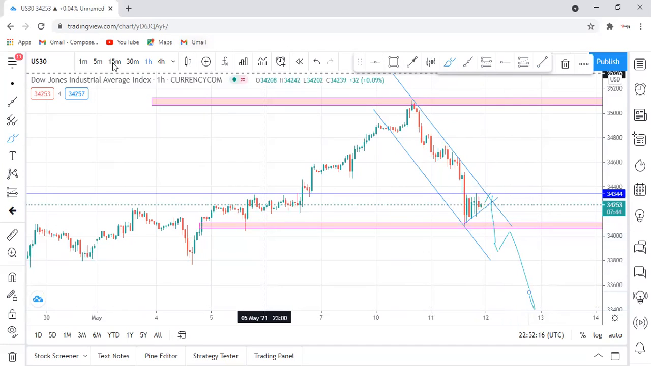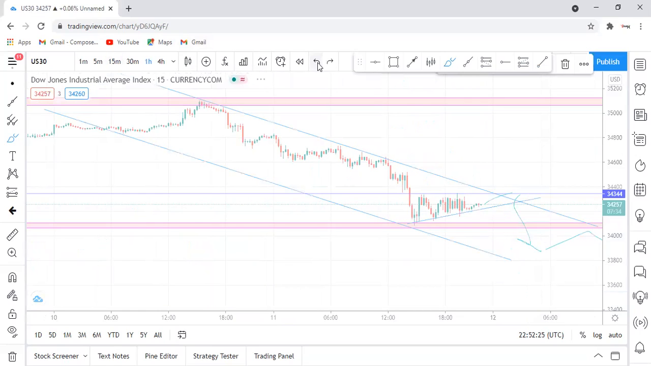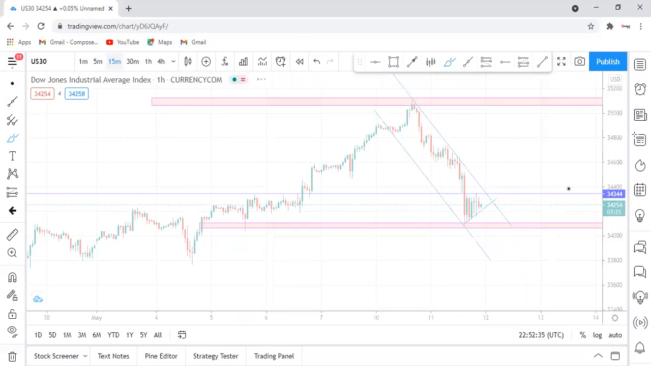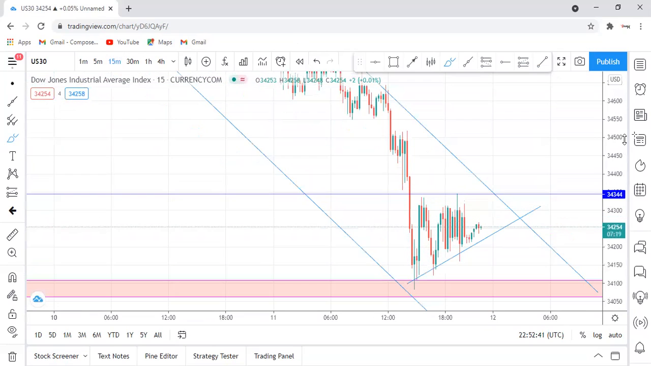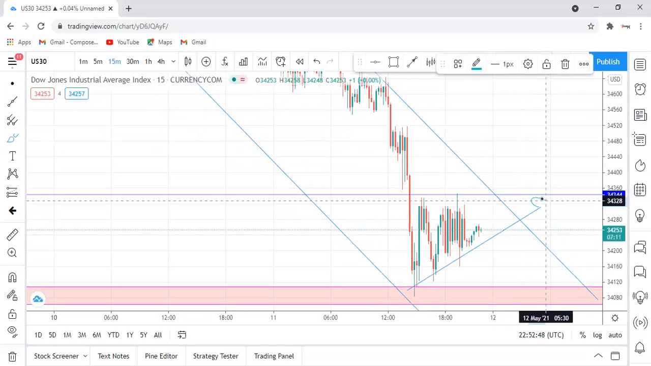Now, we're going to take this to the 15 minutes chart. Guys, I'm just trying to show you how you approach this market in order to determine where it might possibly go and where you can make your entries. So as you will see now, here is what we're referring to as a descending channel.